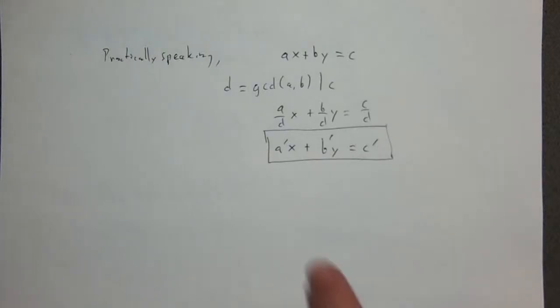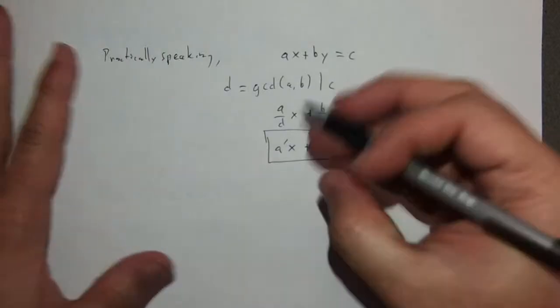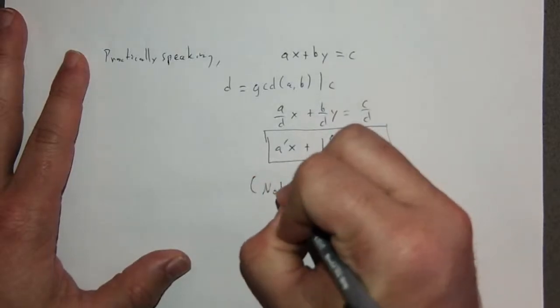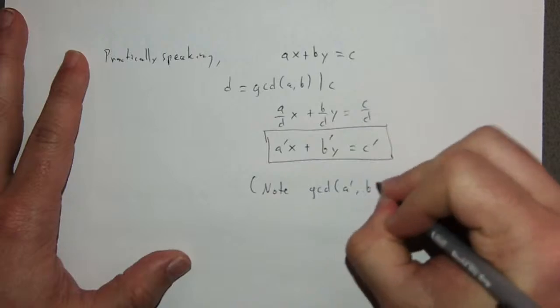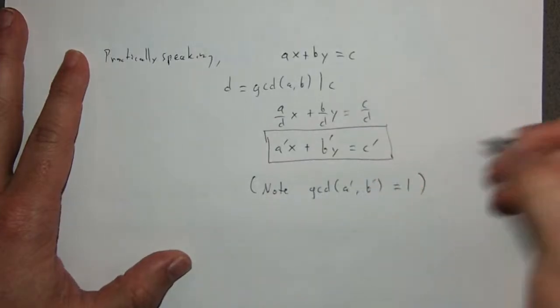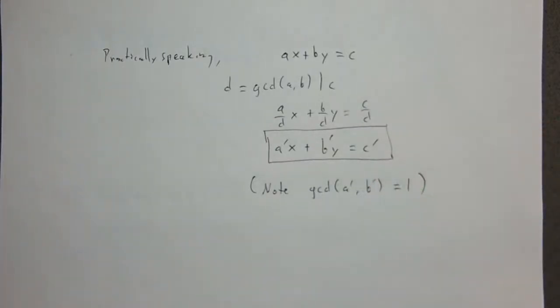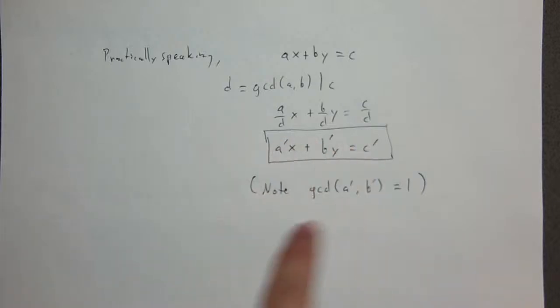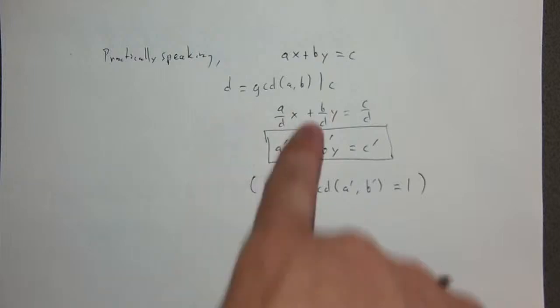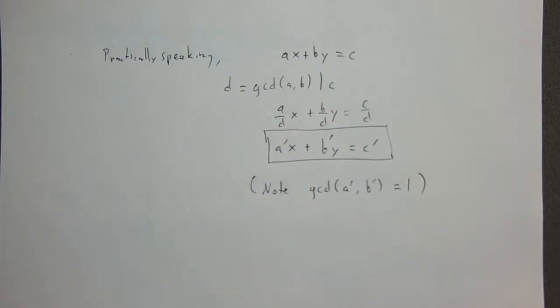And what is nice about this case is that the GCD of a prime and b prime is 1. This was part of our proof. Something that fell out of the proof is that once you've done this, the GCD of a prime and b prime, which are just a over d and b over d, where d is their GCD, is 1. So this is particularly nice.